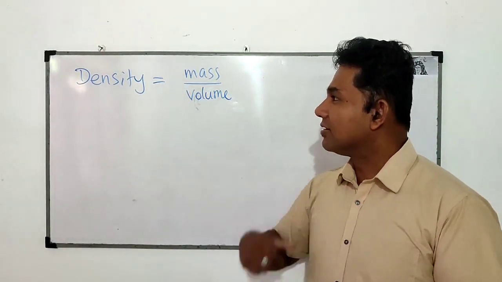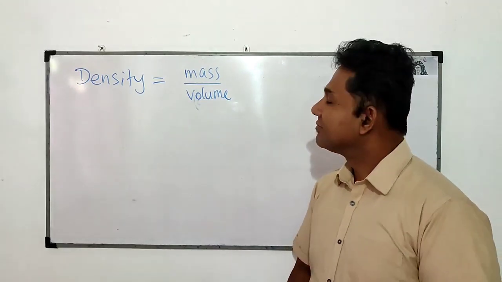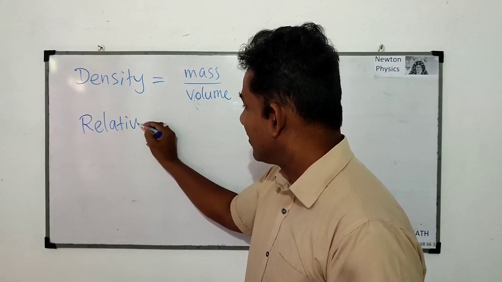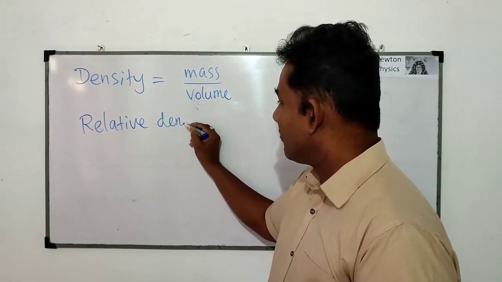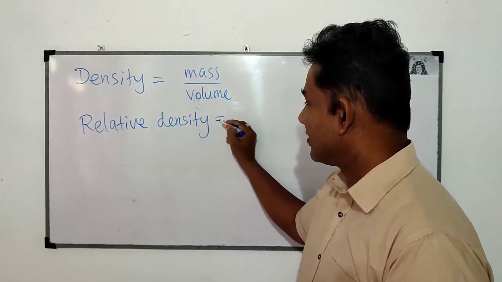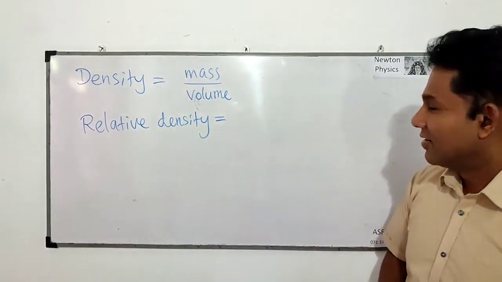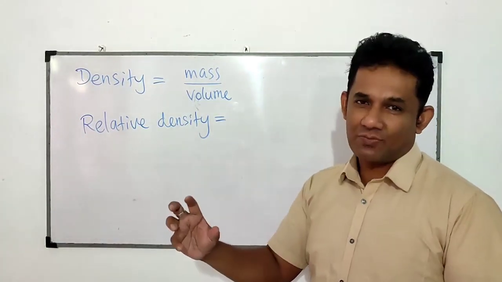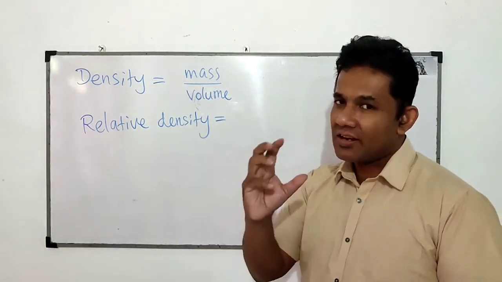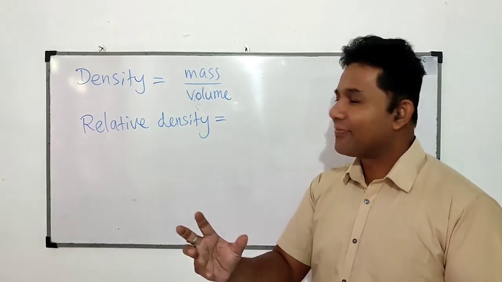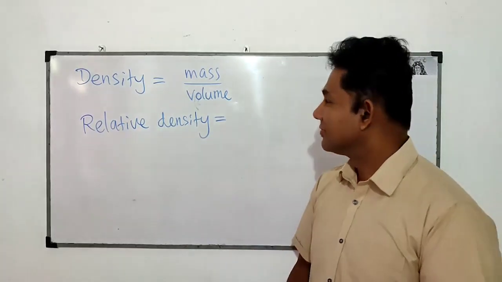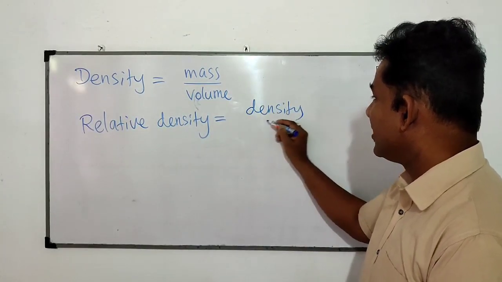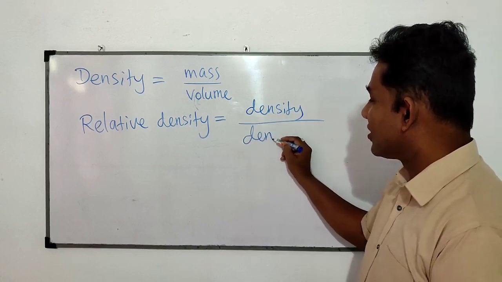But think about relative density. We take it as the ratio between two densities. One density is a standard value, which is taken as the density of water. Normally, we have to divide the density by the density of water.